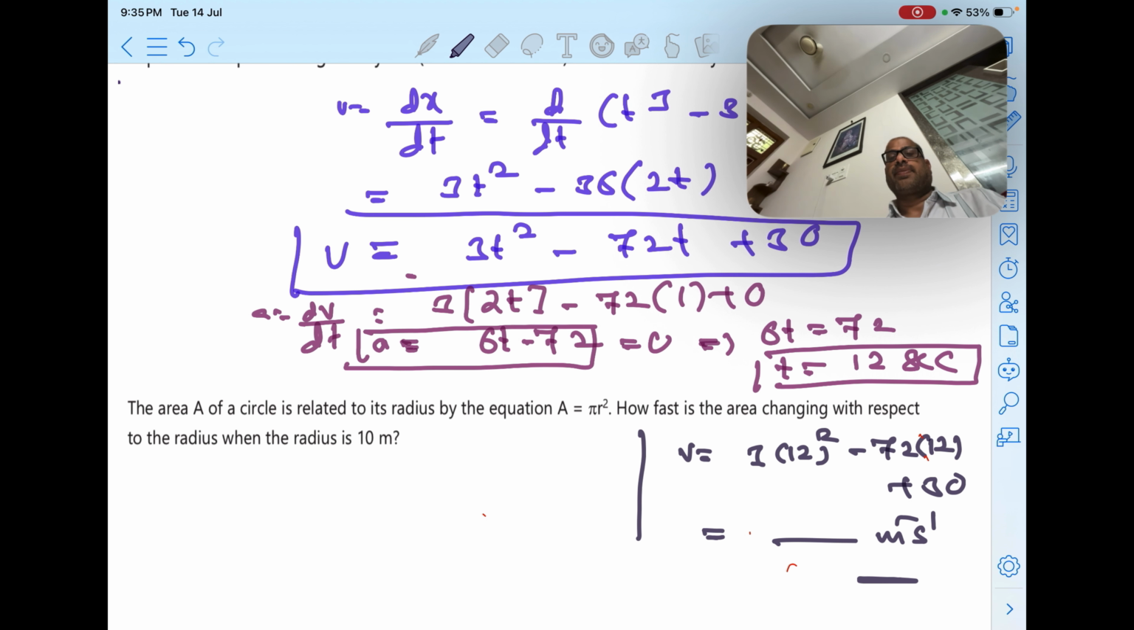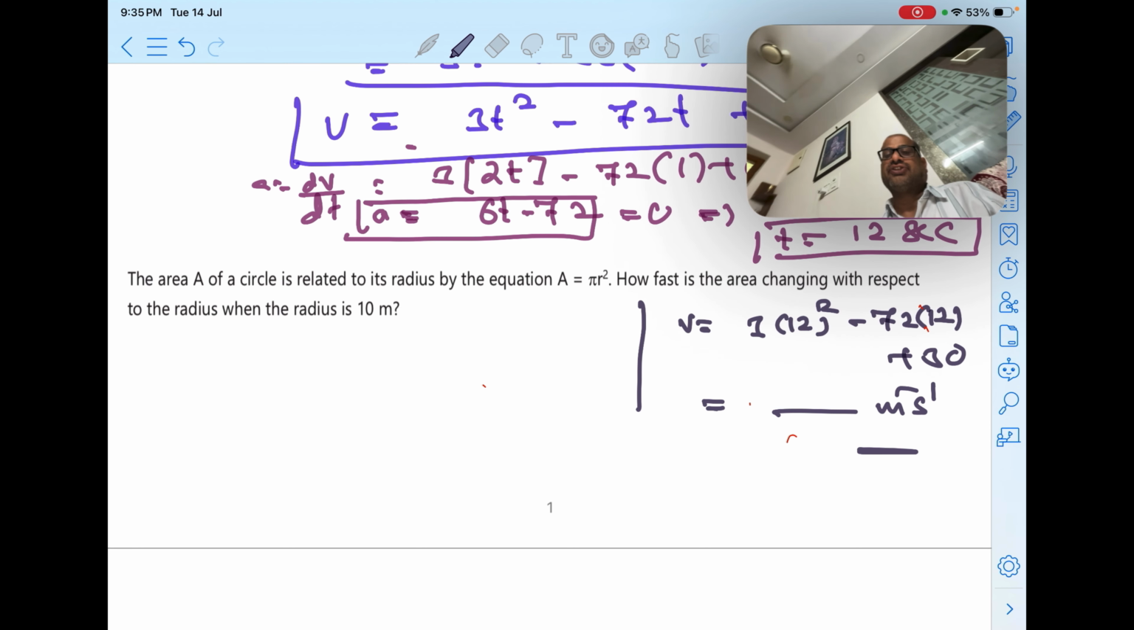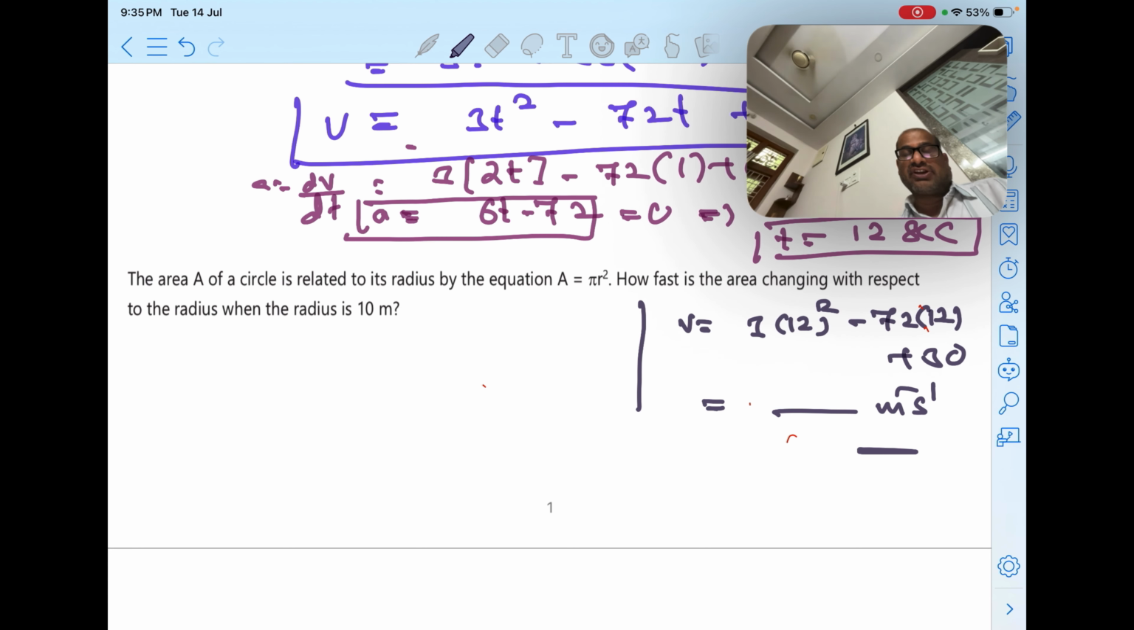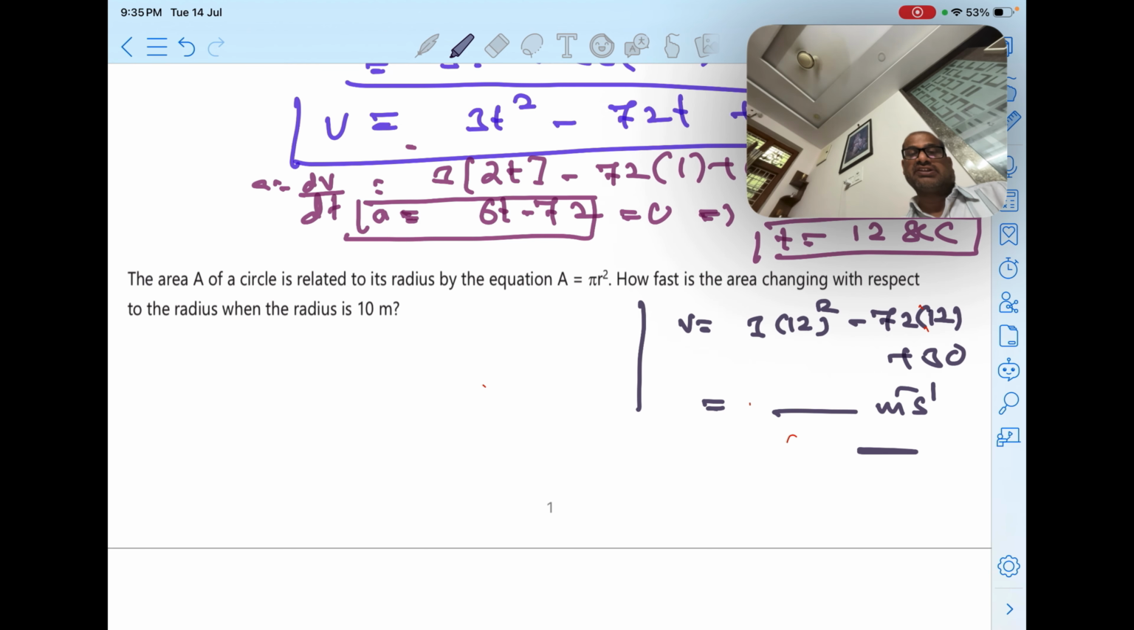Now coming for next question, you see, differentiation means rate measure, right? So area of a circle is given as pi r square. How fast is the area changing with respect to radius when the radius is 10 meters?